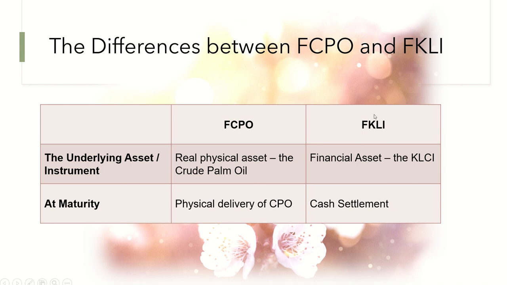For FKLI, at maturity, what happens? There will be no physical delivery. Only cash settlement in the investment account, of course the CDS account. It's not that the postman will send us a certificate or anything, no. Like ASB, if you want to buy or sell in your ASB account, what will you have to do? You will just bring your book and then the plus or minus of the units will happen in the account only. So the same goes for FKLI. Cash settlement only happens in the investment account.